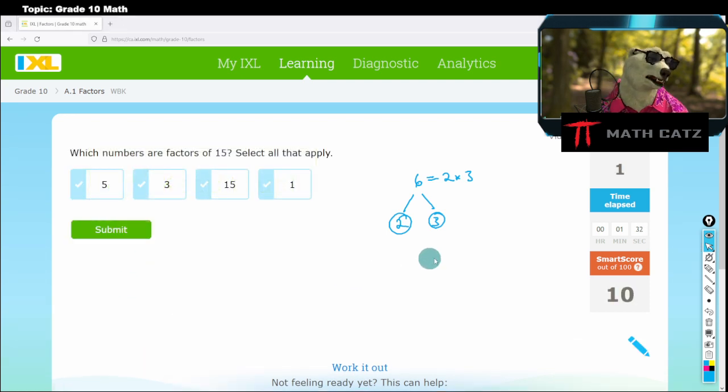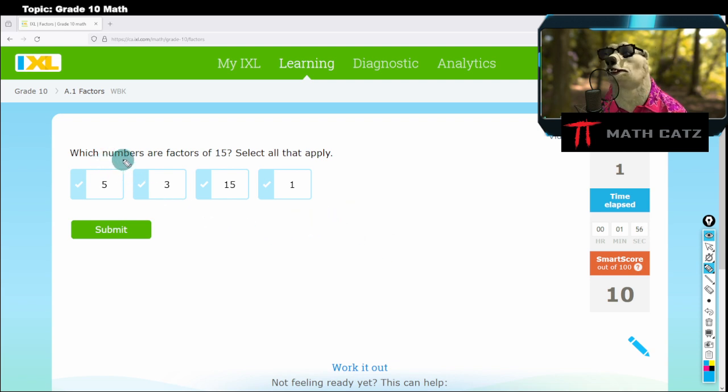You can also think of it as 3 being a factor of 6 because 6 divided by 3 is a number with no remainder. Well, there is a remainder. The remainder is 0. So we can think of it that way as well.